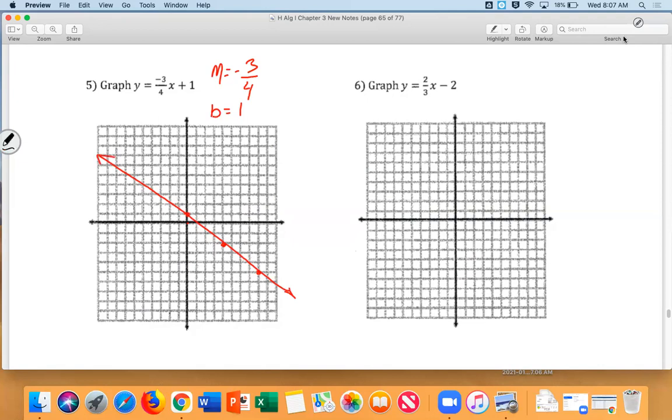For number 6, my slope is 2/3, and my y-intercept is -2, so I'm going to start at -2. I'm going to go down 2, or sorry, up 2, 1, 2, and to the right 3, 1, 2, 3. Up 2, to the right 3. And then I'm going to go ahead and connect those dots. It's very important to take your time and to be as accurate as possible.